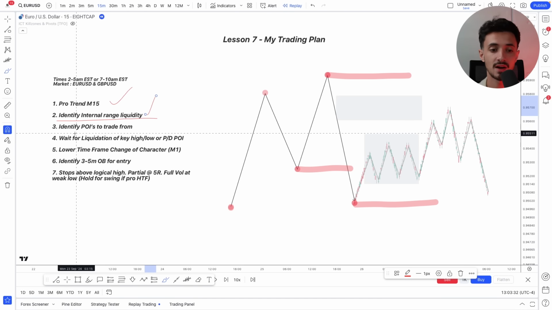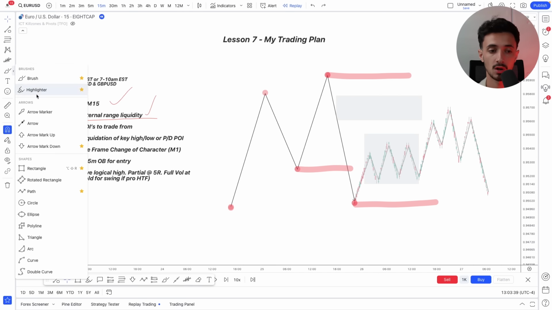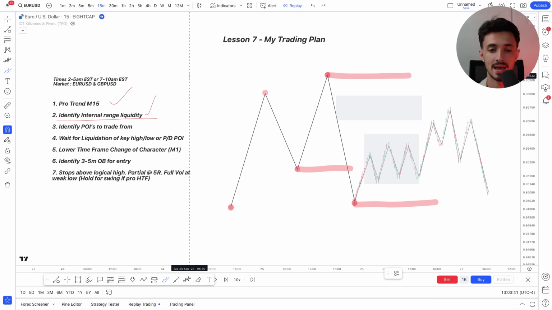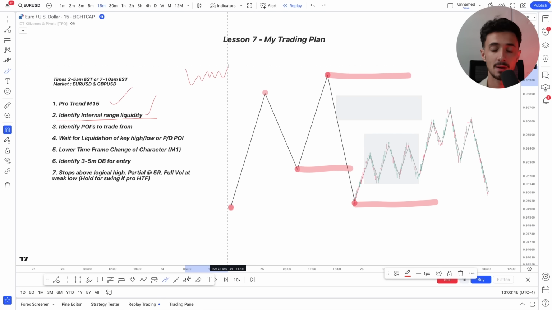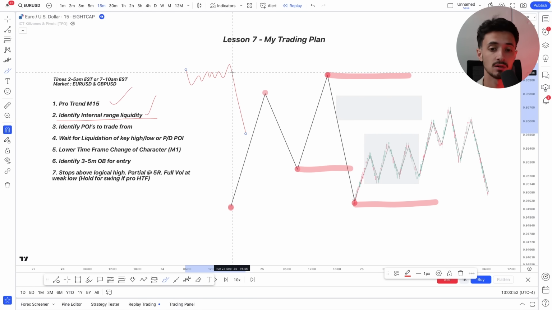Okay, identify a POI to trade from. A point of interest is always some kind of order block. An order block, in essence, is some kind of range before you have a manipulation of one side of the market and then an aggressive move. The key emphasis is on where the momentum comes into the market. When you get very aggressive price action, that shows you that a big institution, a big player has stepped into the market and initiated their intention.